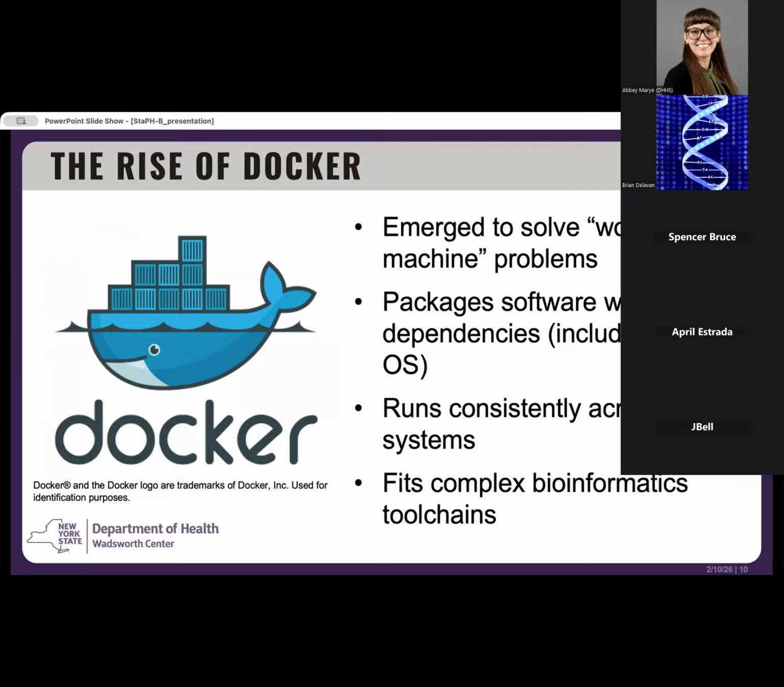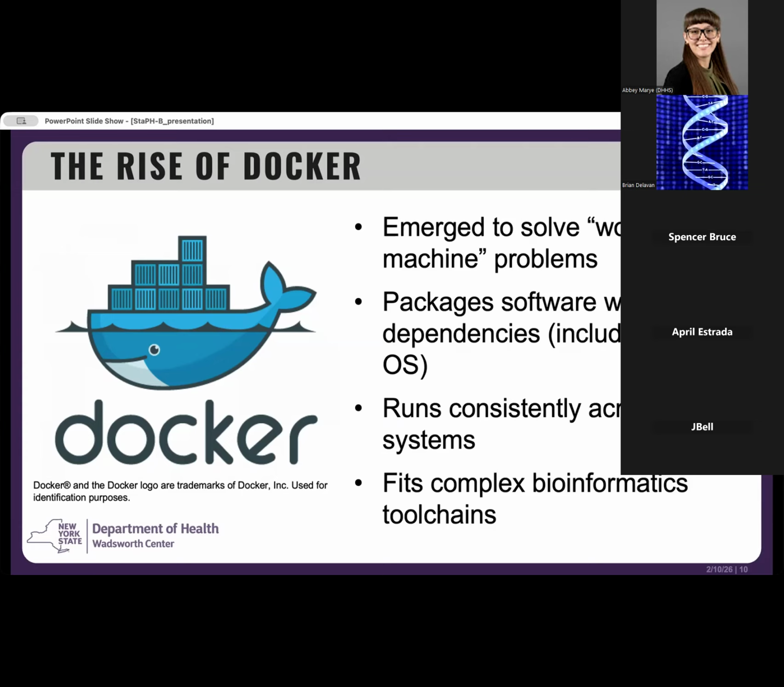So technically, containers still share the host kernel from a deep IT perspective, but from a user perspective, they behave like fully isolated environments. And because everything the software needs is bundled together, the same container can run on a laptop, a server, or an HPC system, or in the cloud and behave the same way, right? So this dramatically improves reproducibility, and it makes it much easier to share tools and pipelines between people and organizations.